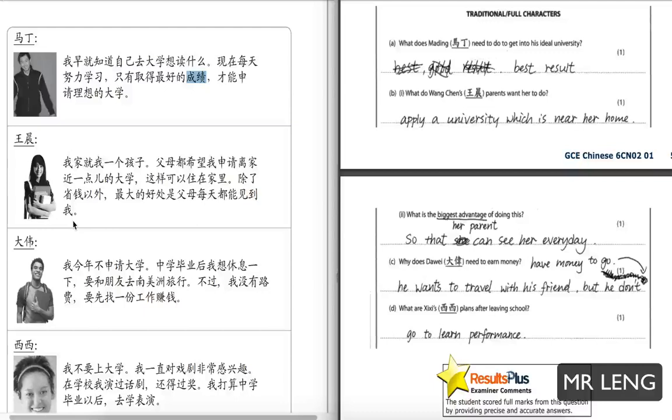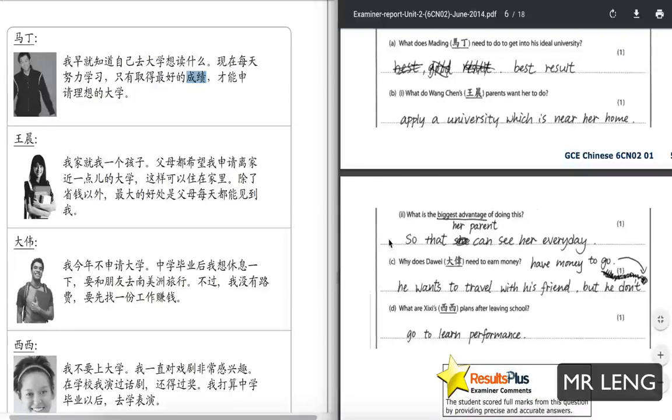So in 2014, the marking was quite strict. If you're saying that "I can see my parents every day", the examiner will reject that answer, simply because according to Wang Chen, we haven't heard of Wang Chen's opinion of living next to home. It says that the parents want to see me. We actually don't know whether Wang Chen wants to see her parents or not. So the correct answer is only that her parents can see her every day.